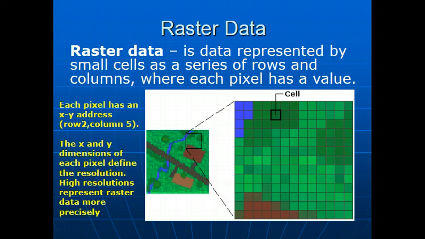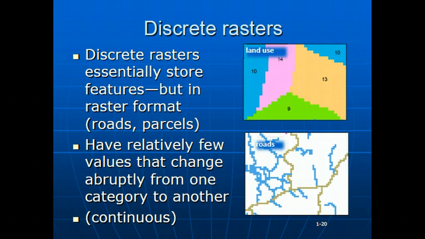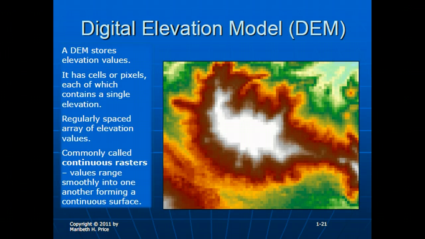In the raster model, raster data is represented by small cells as a series of rows and columns where each pixel has a value. The X and Y dimensions of each pixel define the resolution, and high resolutions represent raster data more precisely. Discrete rasters store features but in a raster format. They have relatively few values that change abruptly from one category to another.